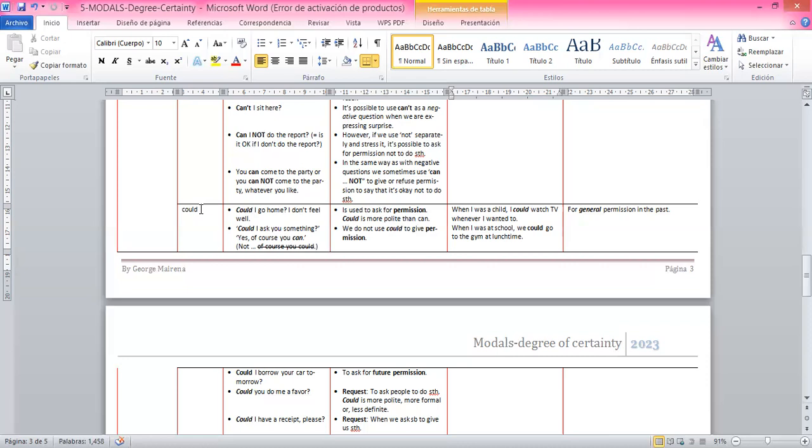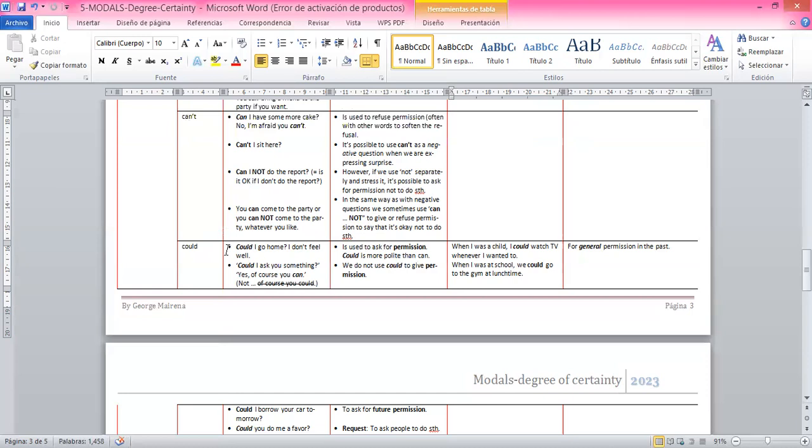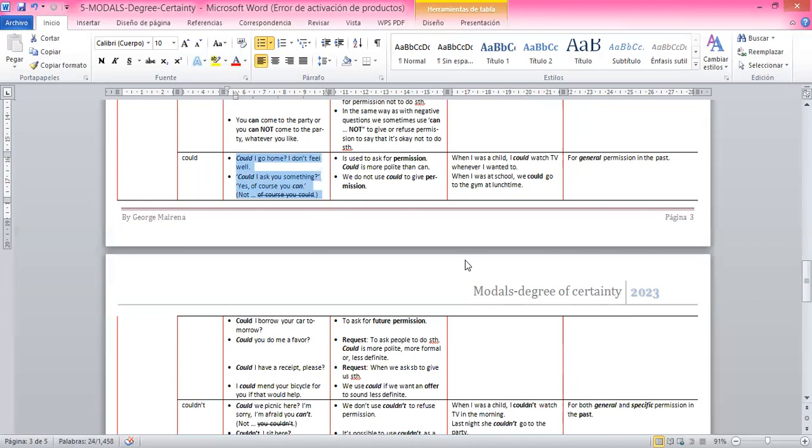Okay. Let's see some examples. Can you read the two examples that we have there? Could I go home? I don't feel well. Could I ask you something? Oh, of course you can. Okay, good. What can you see there?